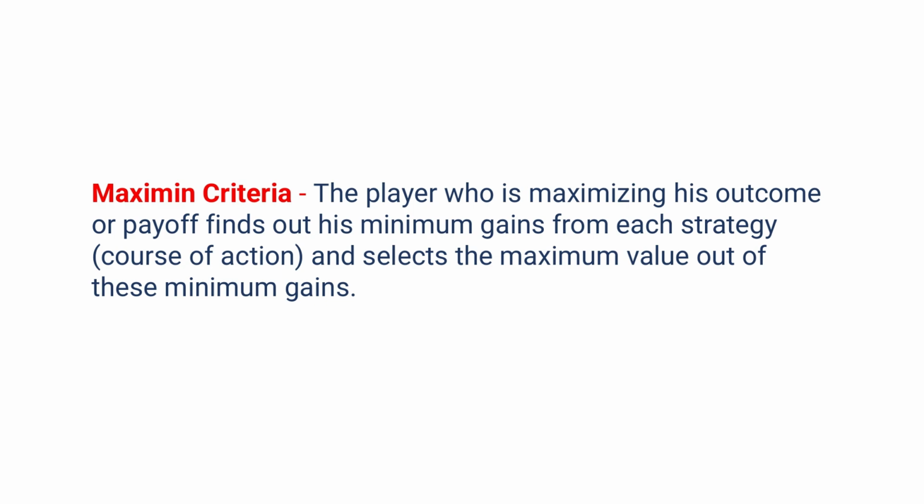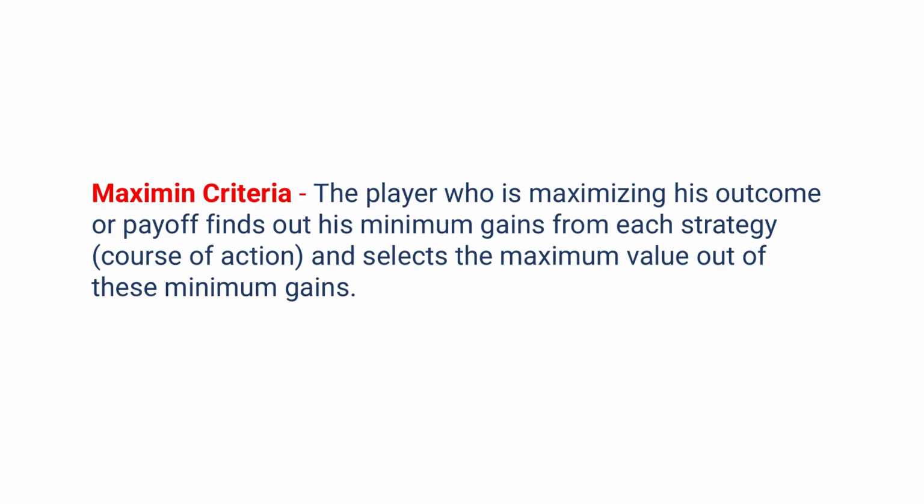The term maximin is made by combining 2 words maximum and minimum. In this criteria, the player who is maximizing the outcome or payoffs finds out his minimum gains from each strategy and selects the maximum value out of these minimum gains.